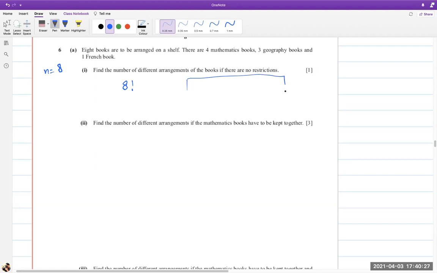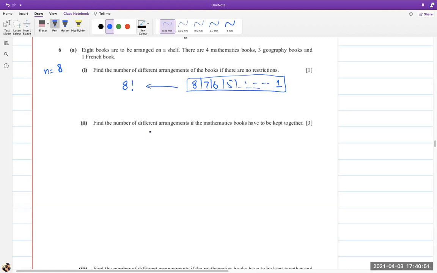Basically, I have slots here. In the first one, I can put any of the 8 books. In the second one, I can put any of the 7 books that are remaining because I've already used one. And then 6 here, 5 here, all the way to just 1 here, because at the end I'll always be left with just one book. So different ways, I'll just multiply it all, which can be written as 8 factorial.